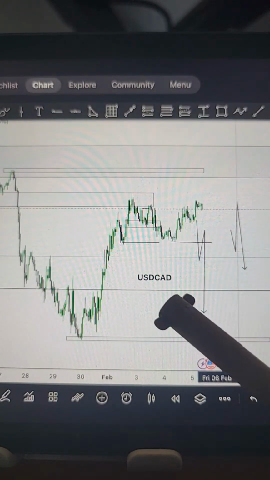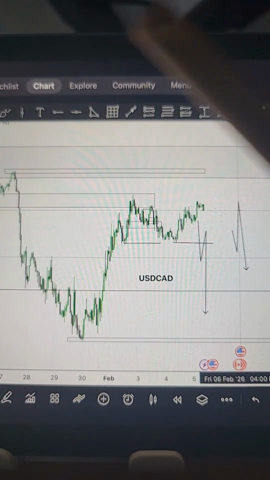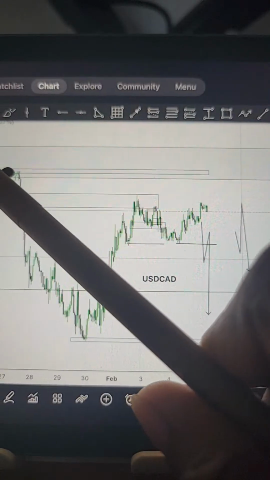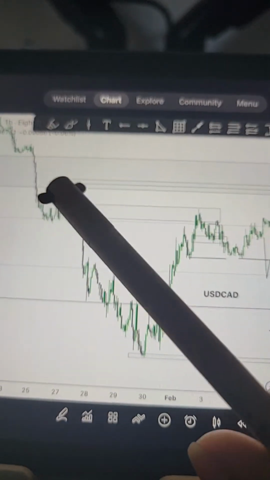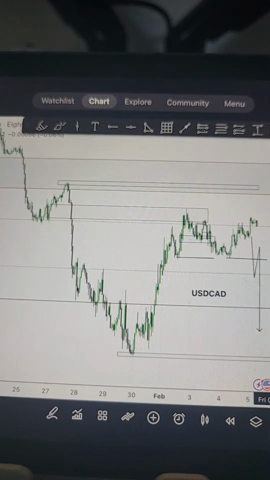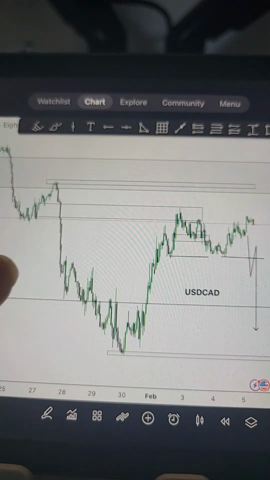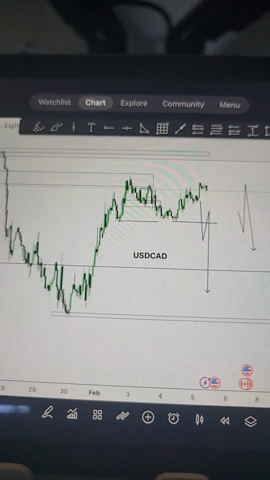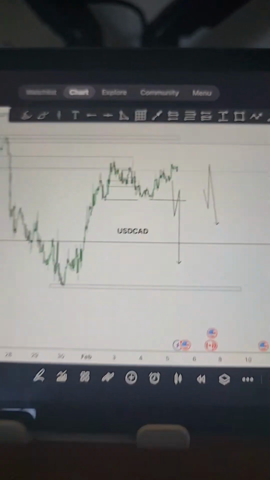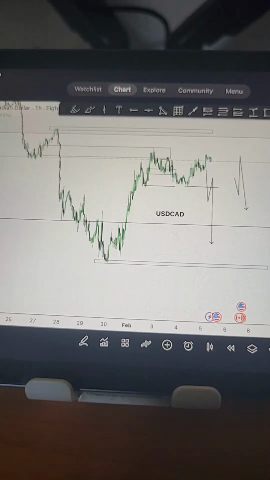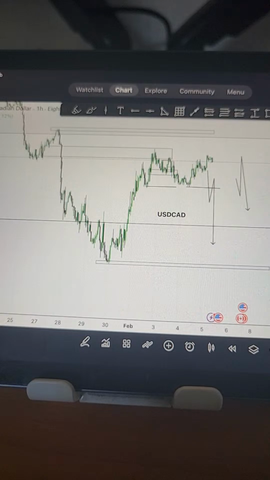So if it breaks below, I'll be looking for a sell opportunity. If it breaks above this high here, I'll be looking for a buy opportunity, guys. That's just basically how it works. So for now, this is USD CAD. I'm just going to be observing these charts for now, trying to read what price is doing next.